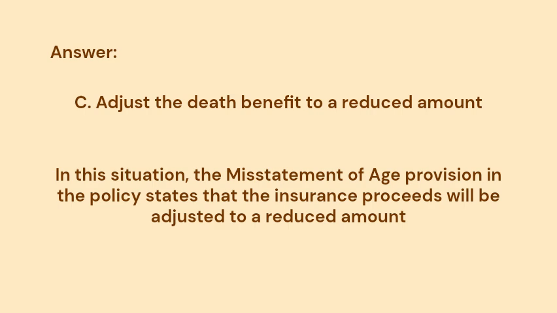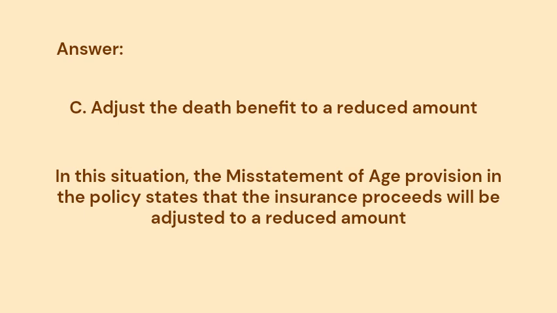Answer: C. Adjust the death benefit to a reduced amount. In this situation, the misstatement of age provision in the policy specifies that the insurance proceeds will be adjusted to a reduced amount.